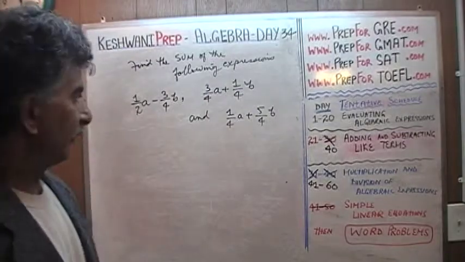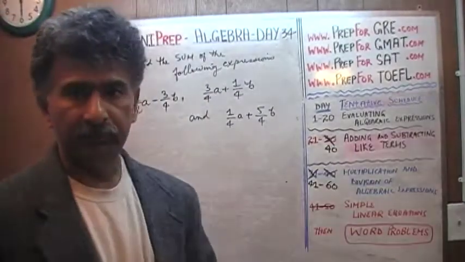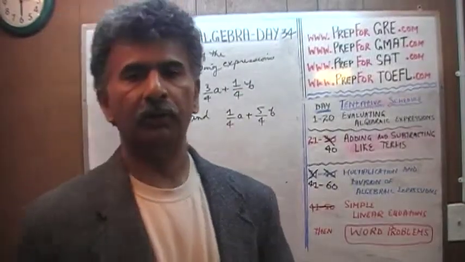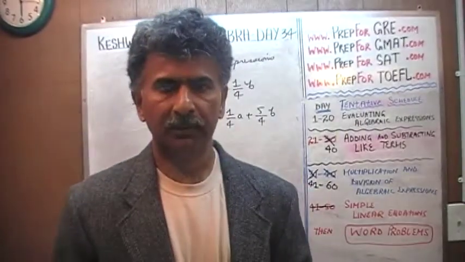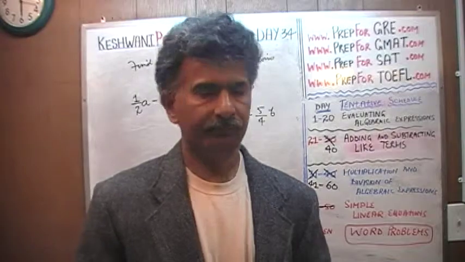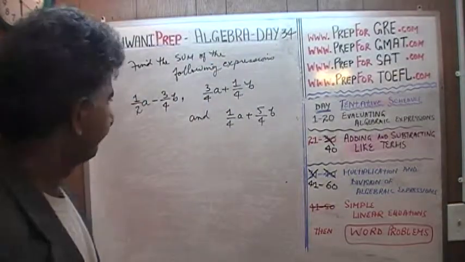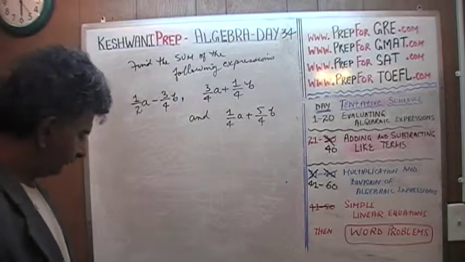Like terms, similar terms, means we have to add up all the a's together, all the b's together, and all the c's together. We cannot mix them up. We cannot add a's and b's. So let's first add all the coefficients of a.